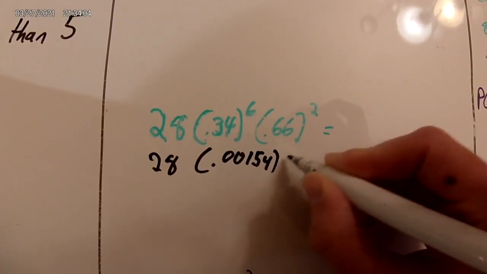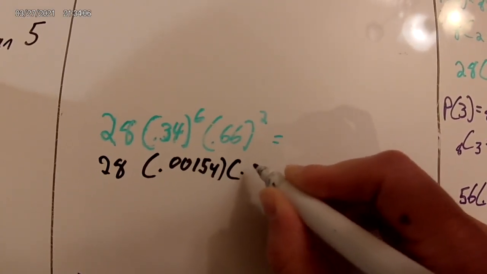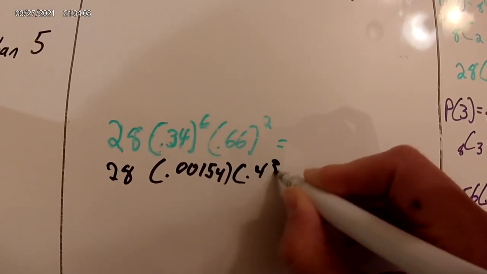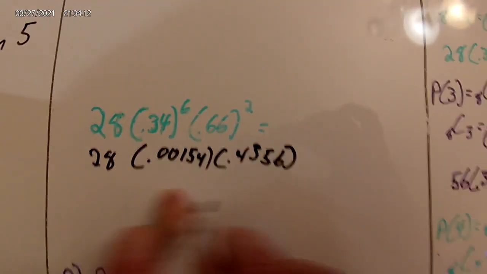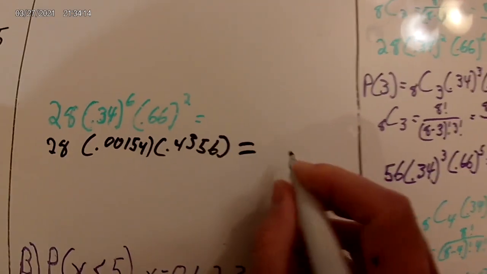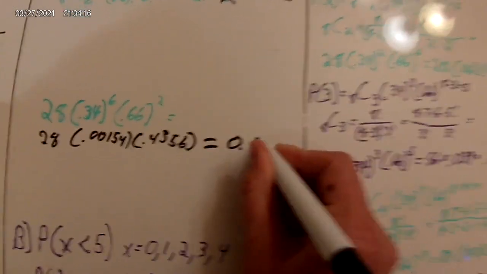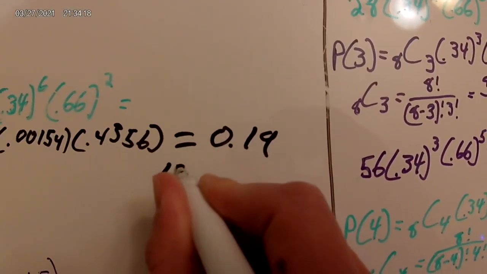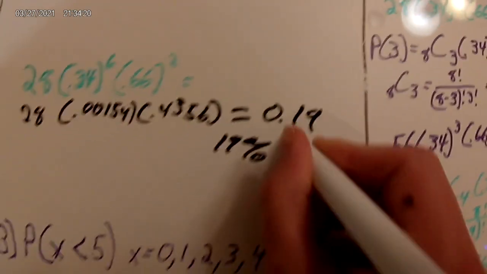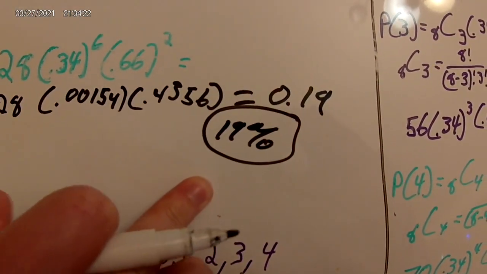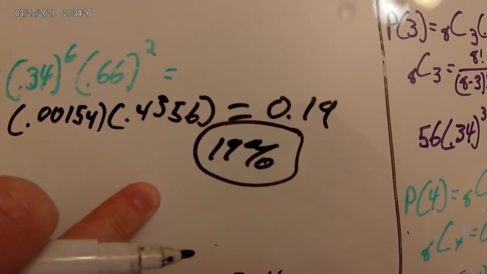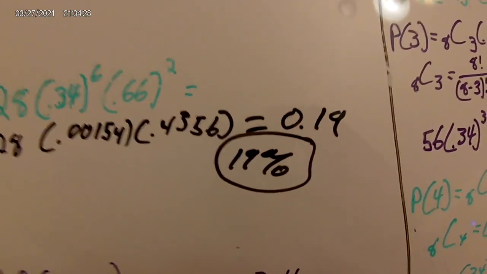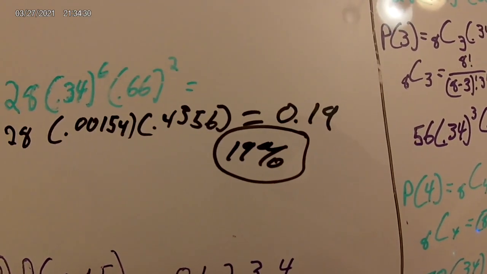0.34 to the 6 is 0.00154, 0.66 squared is 0.4356, and when you multiply all these, you get 0.19, so 19%, and that's our answer for part A. There's a 19% chance if you select 8 adults that exactly 6 of them will have little confidence.